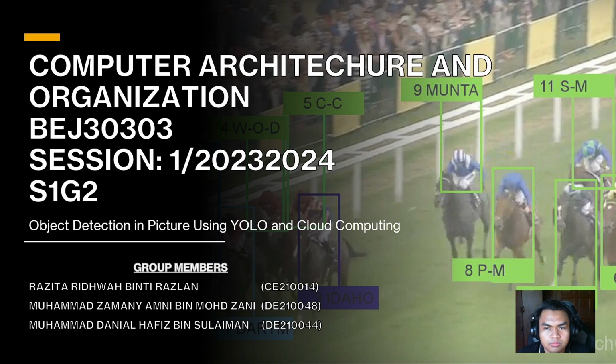Today our group, Group 2, will present about object detection in pictures using YOLO and cloud computing. This is my group member, which is Razida Ridwan, Muhammad Zamani Amni, and me, Muhammad Dan Hafiz bin Sulaiman.